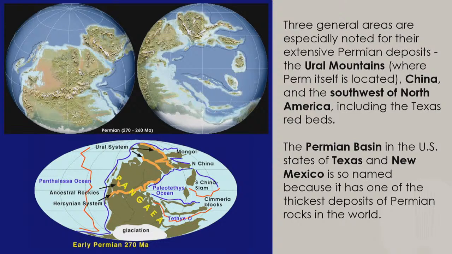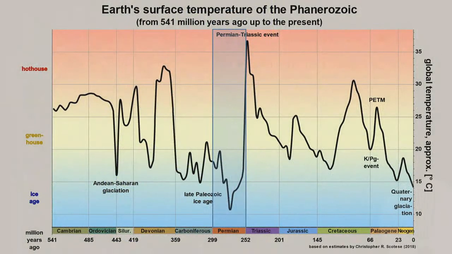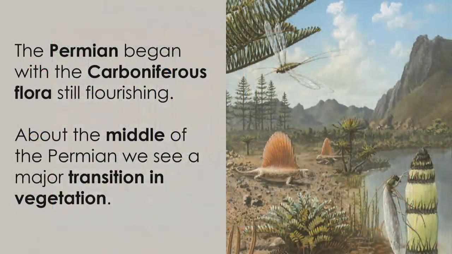So one area where you can find Permian rocks is in Texas and New Mexico, what's known as the Permian Basin. At the start of the Permian, the Earth was still in the late Paleozoic icehouse, which began in the late Devonian. At the beginning, temperatures began to warm. It began with the Carboniferous flora still flourishing.